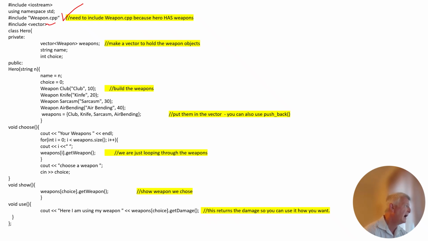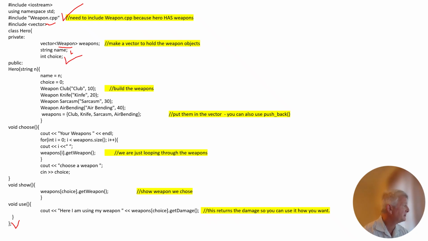Now here, right here, I make a vector of what data type? Well, the data type is an object. So the hero can have as many weapons as the hero can carry. That's up to you. You're the programmer. And my hero is pretty simple. Remember this, please. Hero is very simple. The hero has a name, and then the hero gets to choose his weapon.